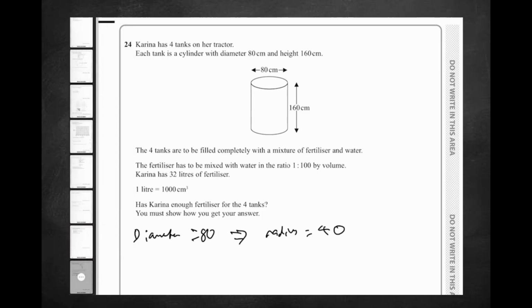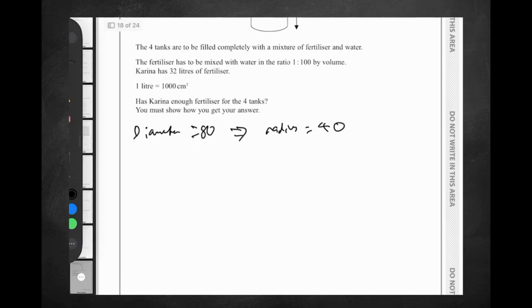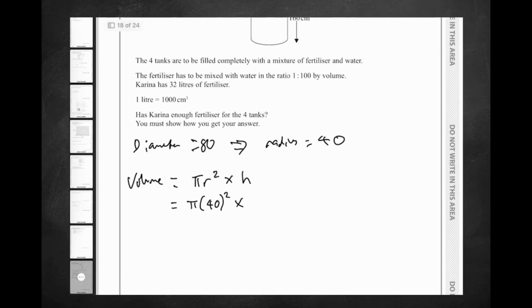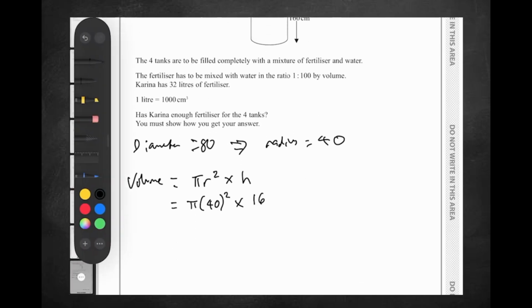And we're going to need to work out the volume of the cylinder. So, let's go with volume equals pi r squared times height, which is the area of the circular base multiplied by the height, which is going to be pi times 40 squared multiplied by height, which I believe we're given is 160. And this will all be in centimeters squared. So I'll do this on my calculator.